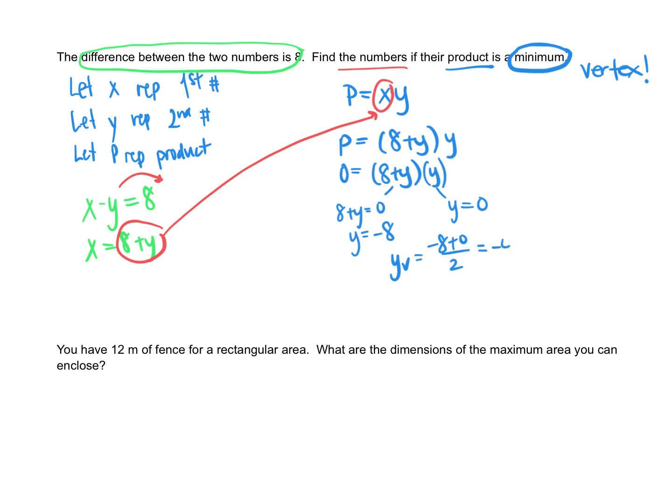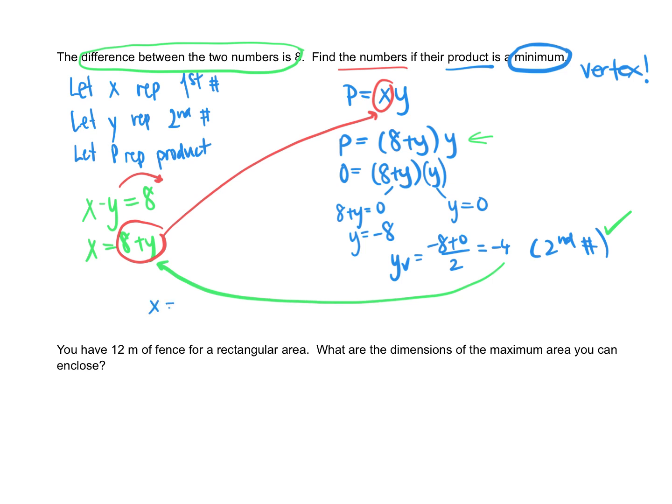And that's going to be negative 4. Now, y represents the second number, so our second number is negative 4. The question doesn't actually ask me to figure out the minimum product, so I'm not going to take this negative 4 and put it into this product equation because I don't care. It's just asking me for the numbers. I know my second number, great, so I'm going to take this and put it into my first number equation.